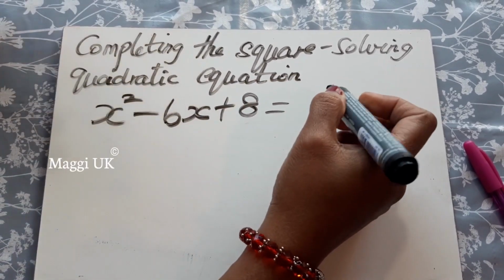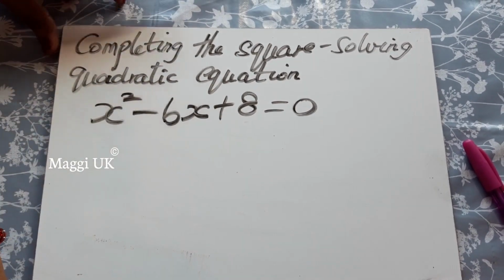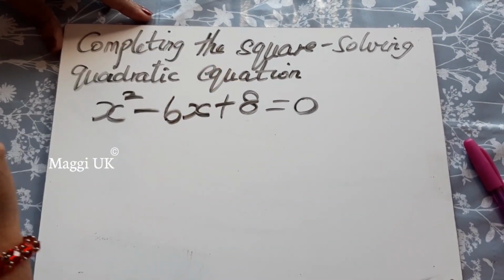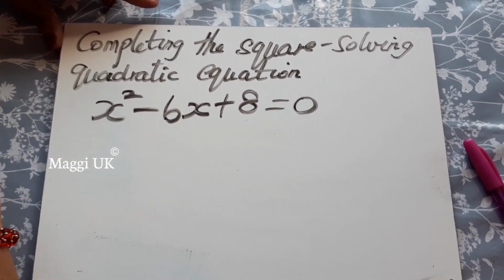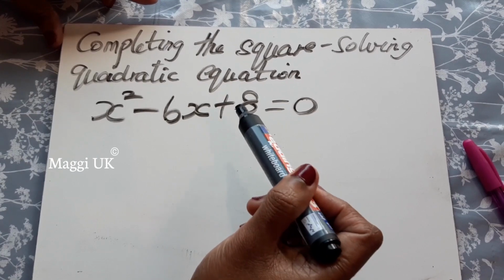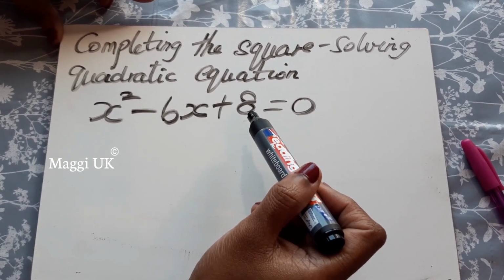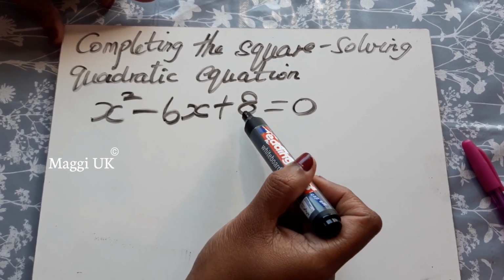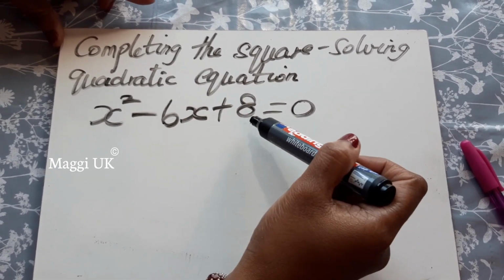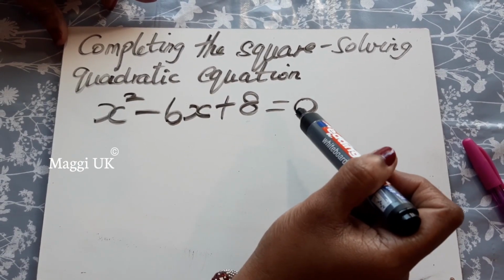So when they give you the equation, it should be equal to 0. This is the way they give you the equation, and then we have to do the completing the square. So if you see this equation, can we factorize this? Yes. We can factorize this because we can have multiples of 4 and 2, or 8 and 1.